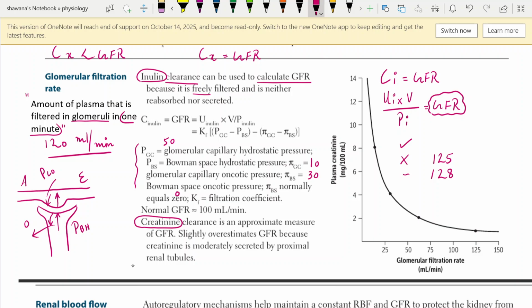So favoring forces were 50 plus 0, and we have to subtract from that 30 plus 10. So what is the net filtration pressure? It becomes 10. Okay, so 50 minus 40 is 10. So under all physiological circumstances, the net filtration pressure or net filtration force is favoring the filtration, unless or until there is a greater amount of opposing forces and a lesser amount of favorable forces. So that's about glomerular filtration rate.